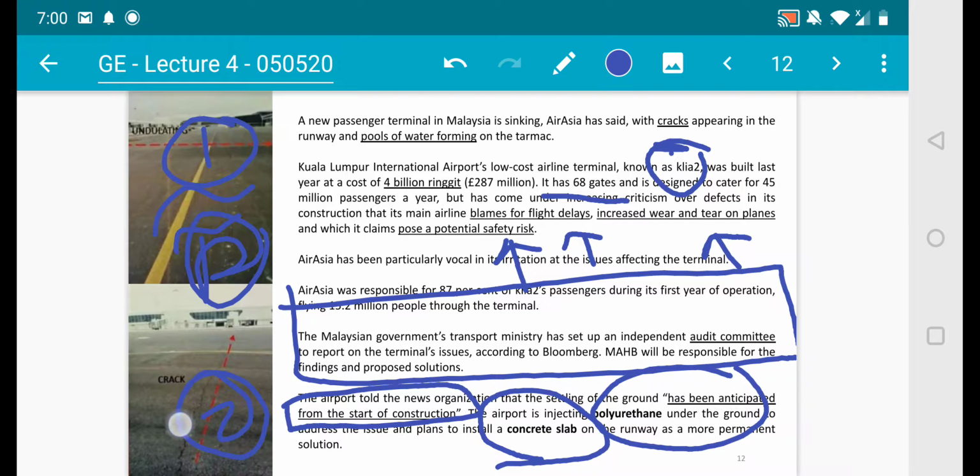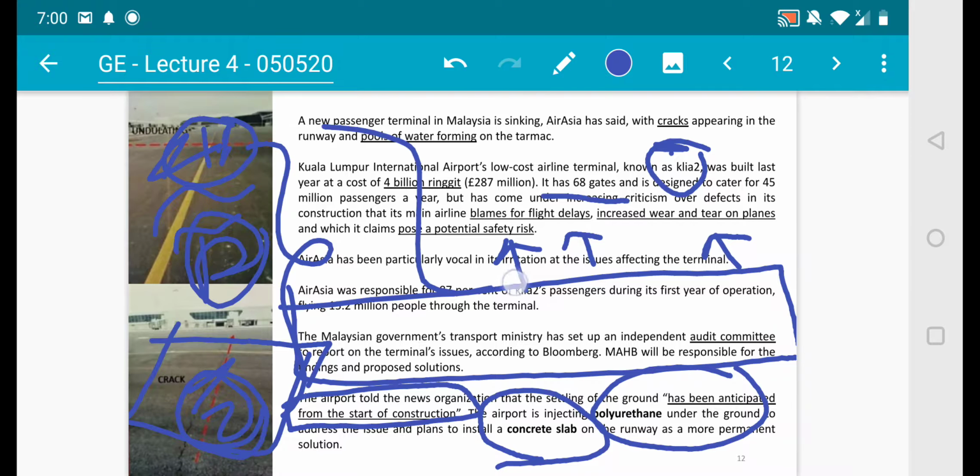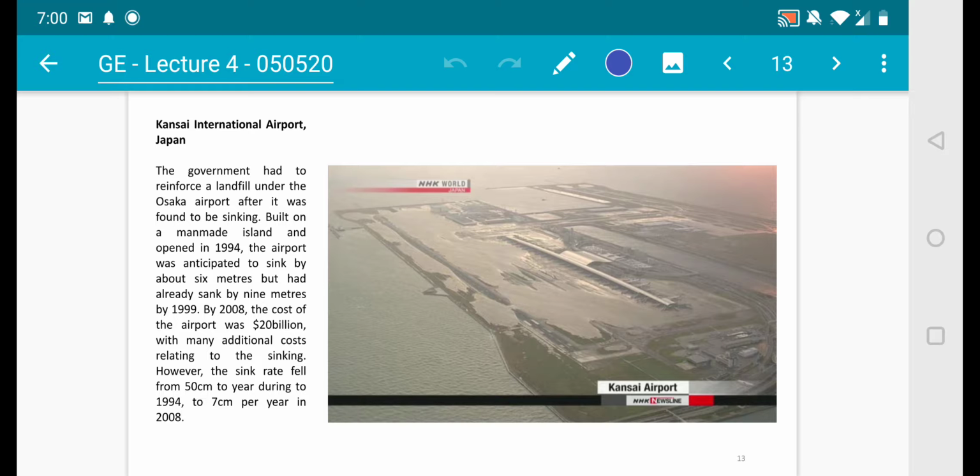And second, you need to construct a whole new runway. So this is one resource and two resources, double resources being wasted here. Whereas if you plan properly in the beginning, you might not have this case study. Now let's go to case study number two, Kansai International Airport in Japan.